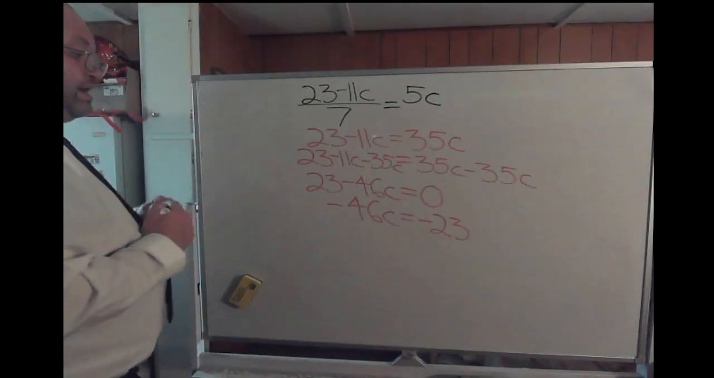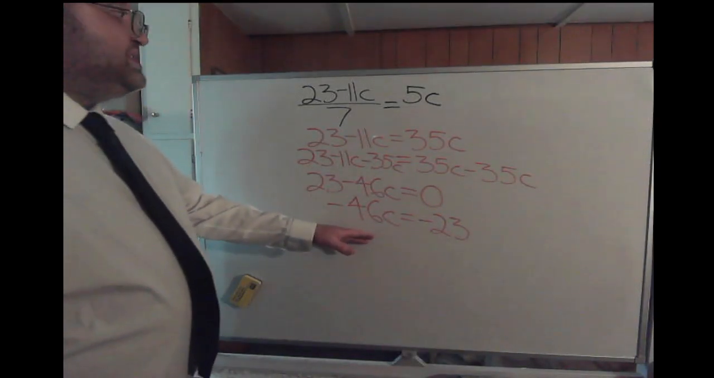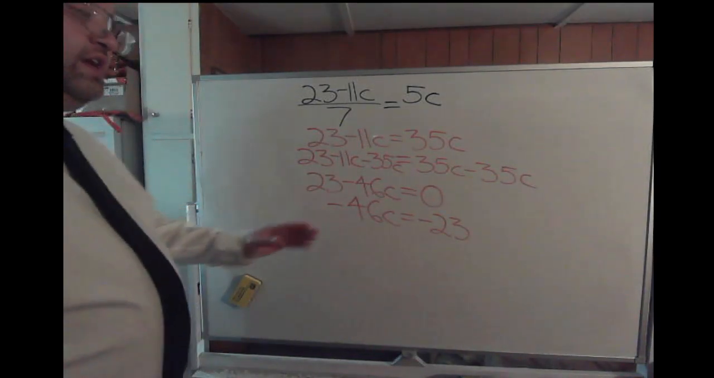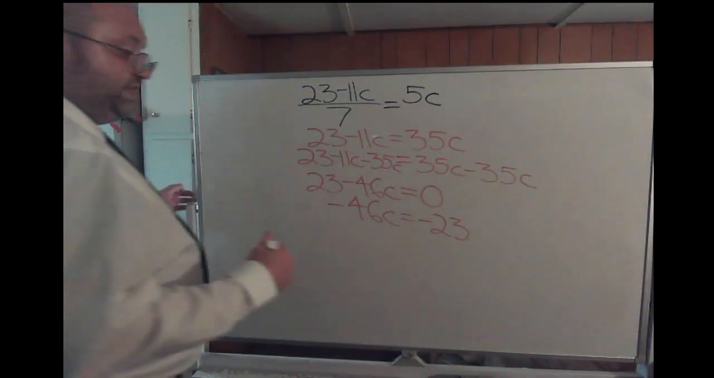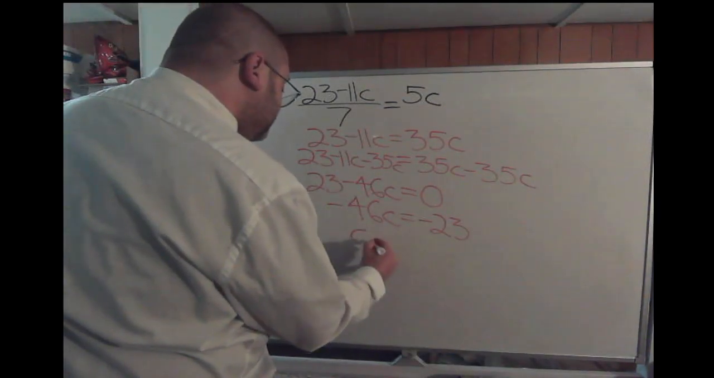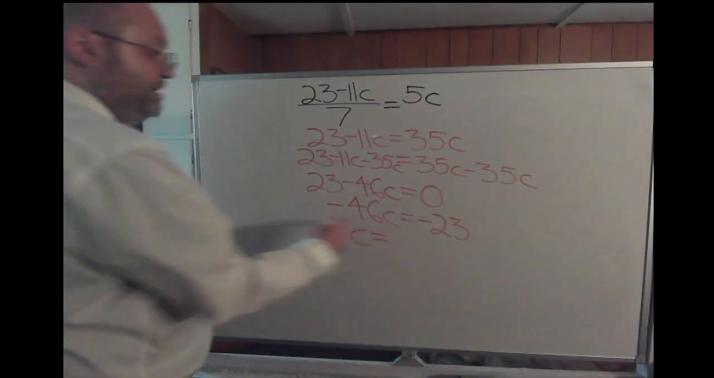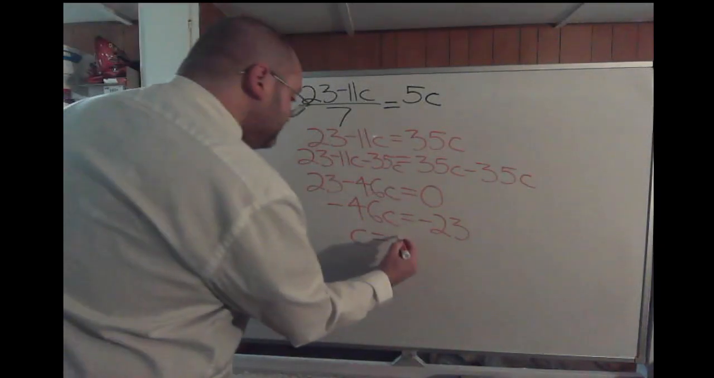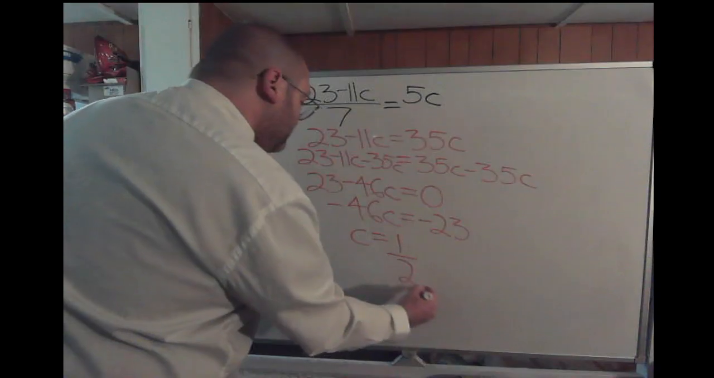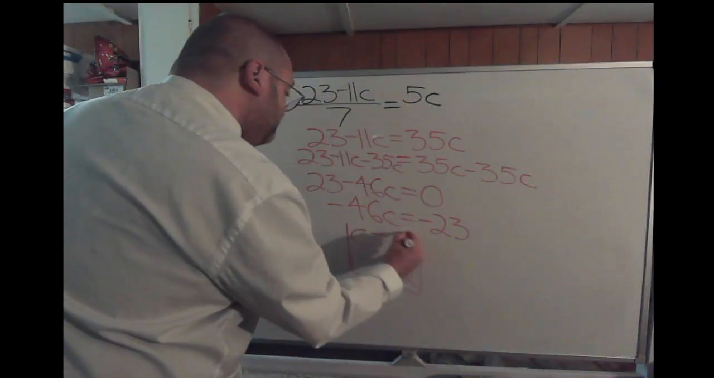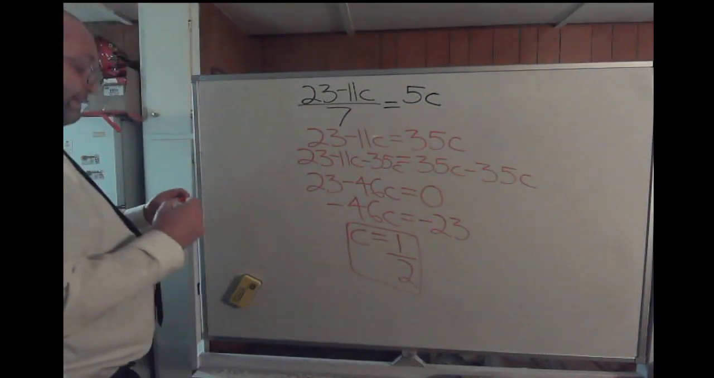Okay? Now we have negative 46c, we just want to find c. You've got to divide both sides by negative 46. You do it to the left side, you'll just get c. Divide the right side, negative 23 divided by negative 46, that'd be positive 1/2. So the answer is c would be 1/2.